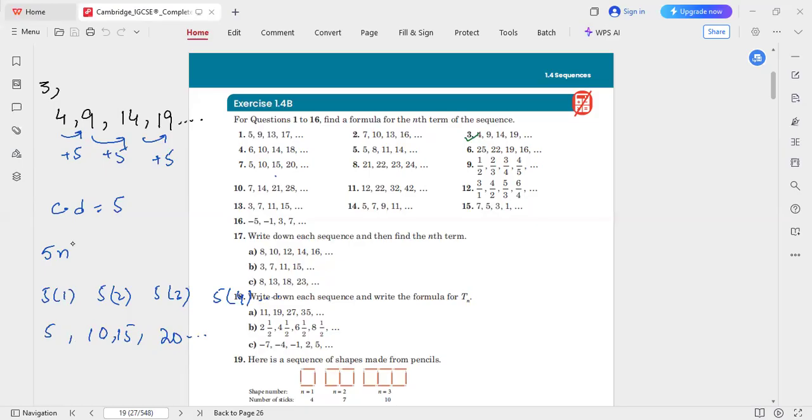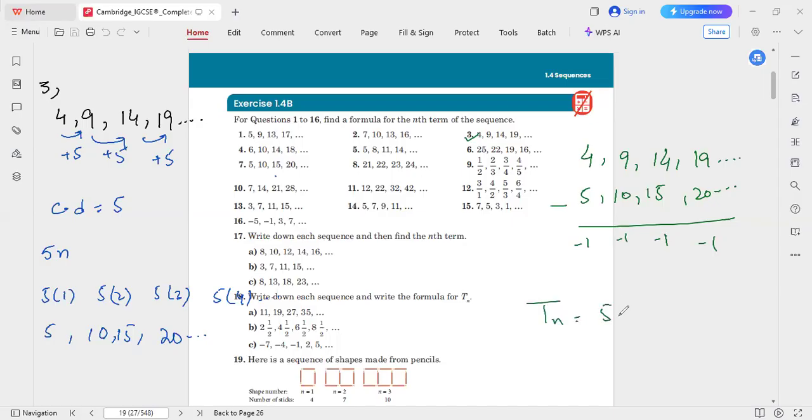So now we are going to write down the sequence that they gave us already, 4, 9, 14, and we have 19. And along with this, we are going to write down the sequence that we just got: 5, 10, 15, 20. So we are going to subtract all these terms. So 4 minus 5 is basically negative 1. This is also negative 1, 14 minus 15 as well is negative 1, and 19 minus 20 as well is negative 1. So the nth term of the sequence is 5n minus 1.